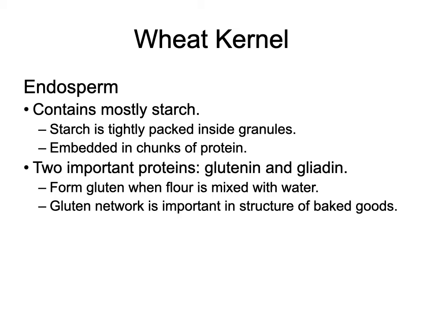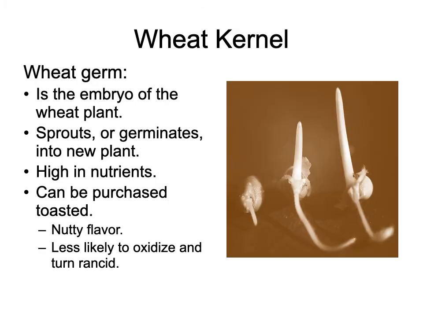So the endosperm, this is the part that we use the most. It contains mostly starch. It's embedded with chunks of protein, and the 2 most important proteins that we use are called glutenin and gliadin. These are the two gluten-forming proteins, and when mixed with water, which is really important here, they form gluten. Without water, you can't get gluten. You just have 2 separate proteins. But once water is added, they become sticky and bond and form a strong 3-dimensional network of gluten.